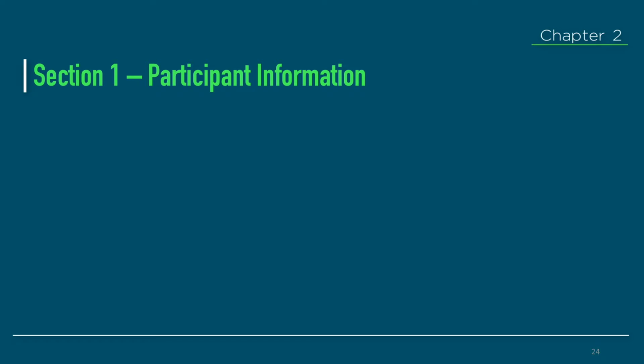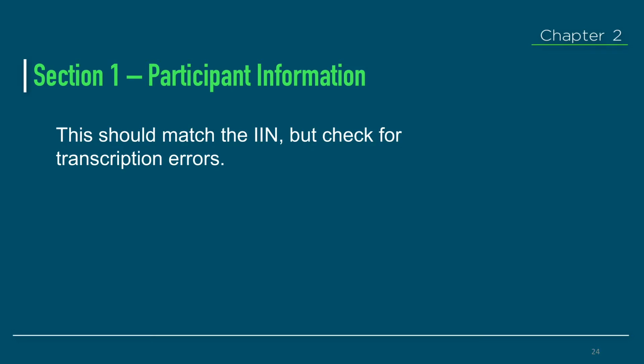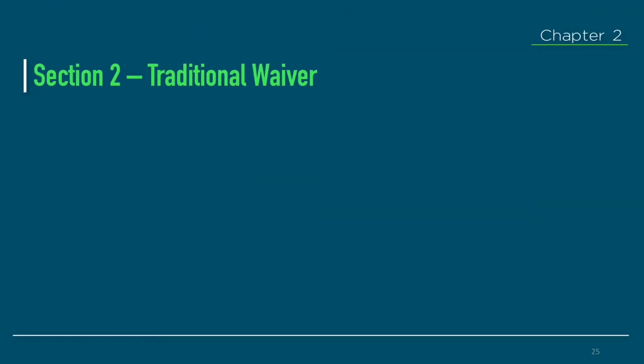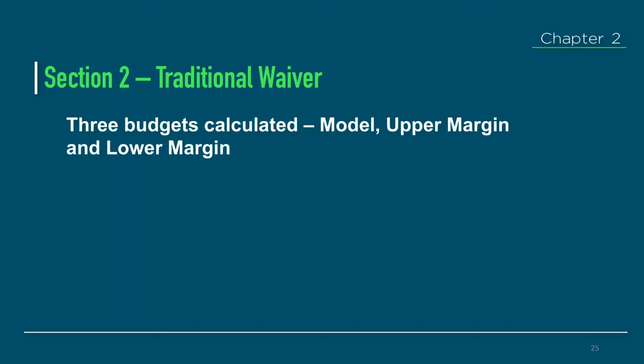Section 1 is the participant information portion. This should match the Inventory of Individual Needs, but check for transcription errors. They do happen, we've seen them. The second section is the traditional waiver calculation. The budget tool actually calculates 3 different budgets under 2 different models. Let me explain that. It'll calculate a model coefficient, an upper margin, and a lower margin.